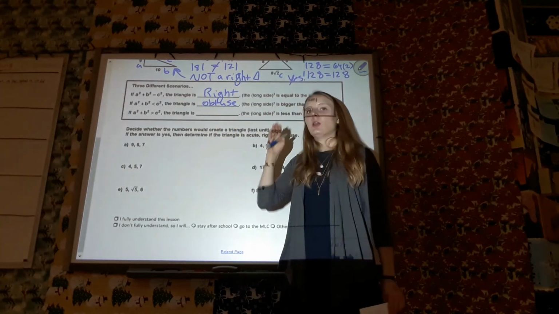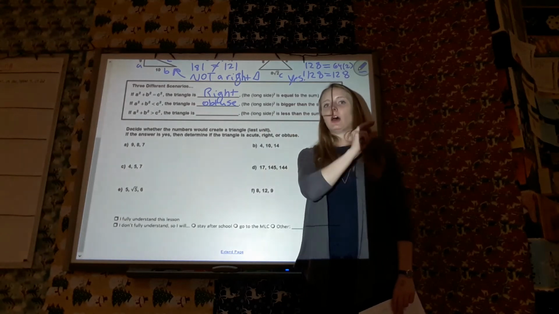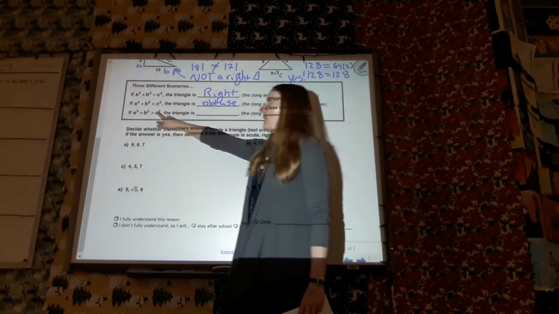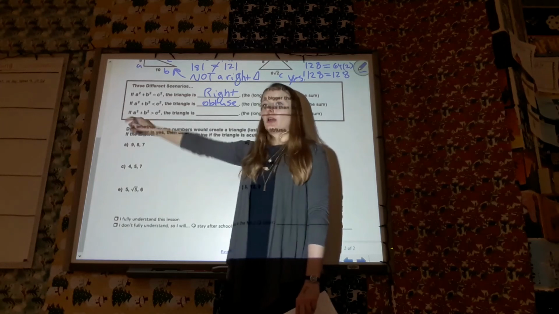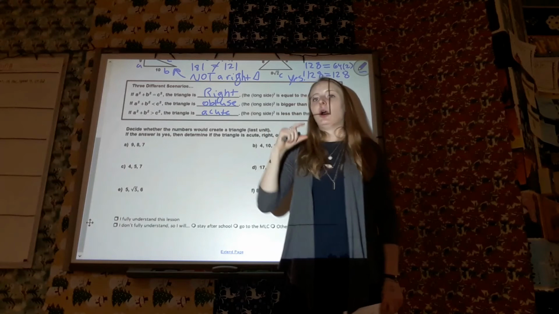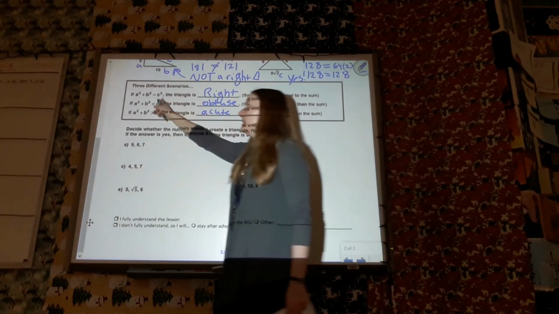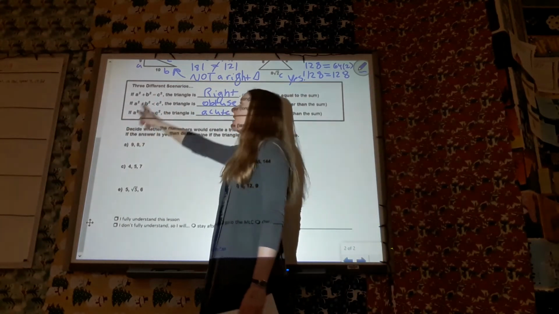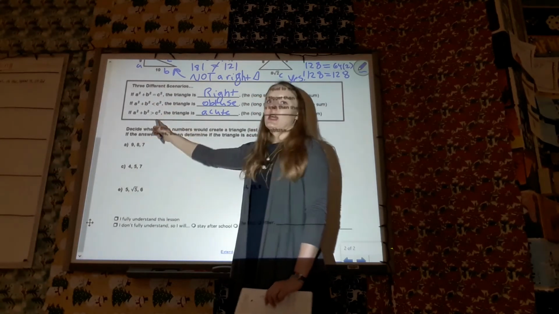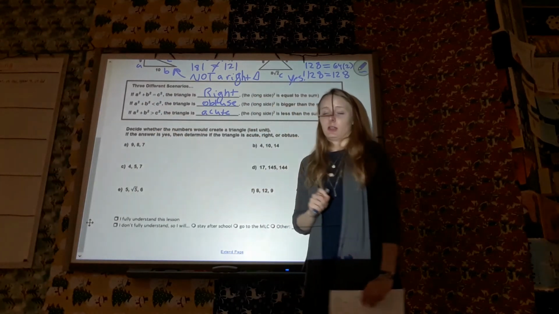So if that one longest side is bigger than the other two added together when you square them, then it's obtuse. But if the longest side squared is smaller, that makes it acute. So focus on the longest side. If the longest side is equal to the sum, it's a right triangle. If the longest side is bigger than the sum, it's obtuse. If the longest side is smaller than the sum, it's acute.